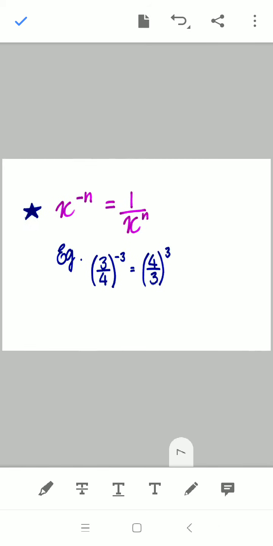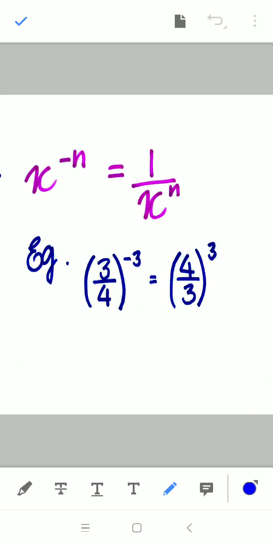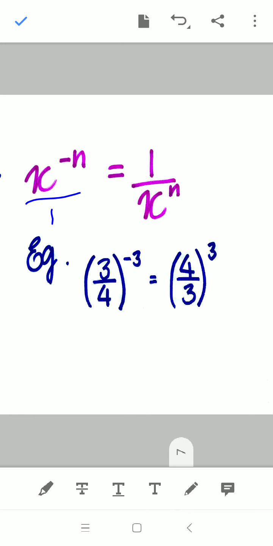Fine. Then the next one is x raised to the power minus n. Now this is a negative exponent. How to convert negative to positive? In the previous law I explained that we reciprocal it. Here the hidden denominator is 1. So we reciprocal it: 1 upon x raised to the power n.